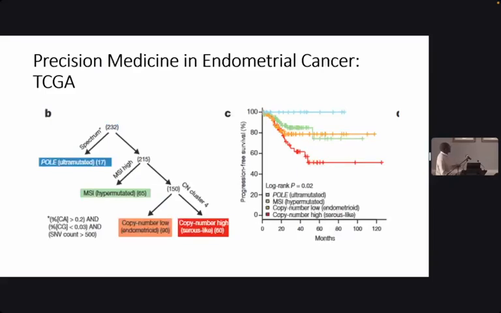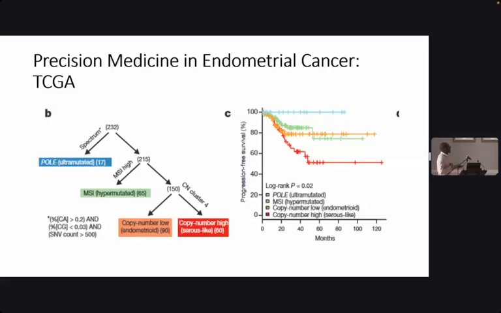After this, we moved towards precision medicine. This is just a summary of what I was saying, that of these 232, about 8% were POLE ultra-mutated, about 30% had MSI, and the bulk majority, the 90, which is about 50%, had copy number low, and the remaining, about 18%, were serous-like or P53 abnormal.